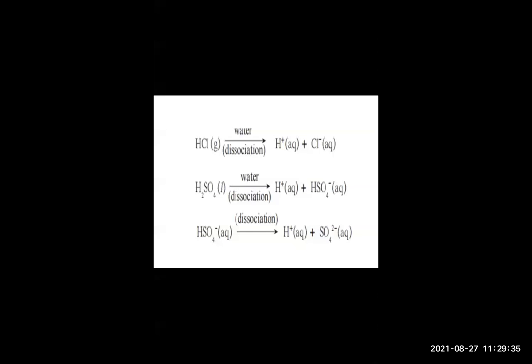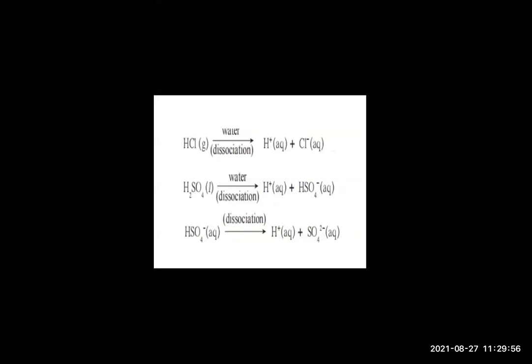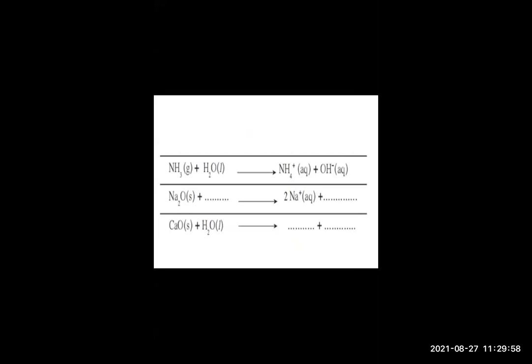So what we studied just now, we studied about the acid, and an acid is a substance which on dissolving in water gives rise to H plus ion as the only cation. For example, hydrochloric acid, sulfuric acid, nitric acid, carbonic acid, etc. Okay. Now let us move to the next part.